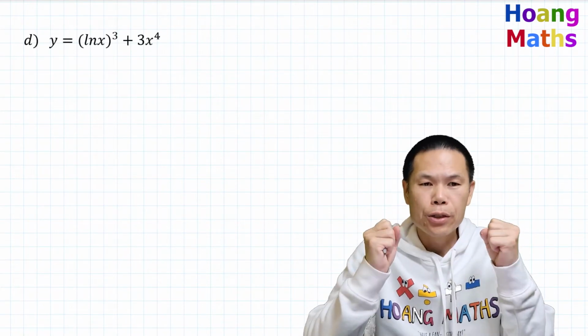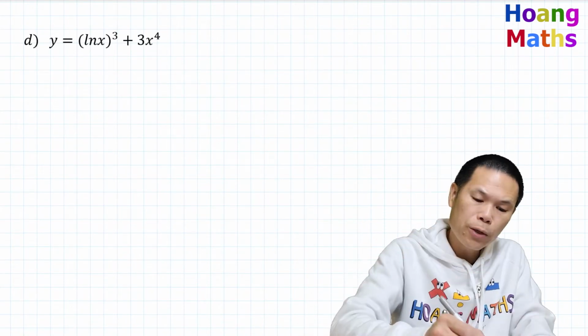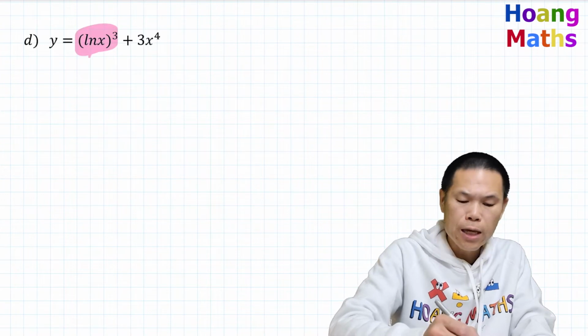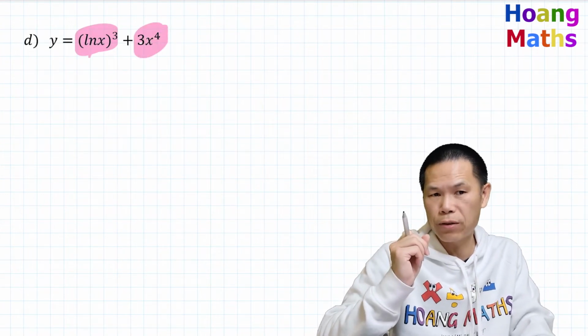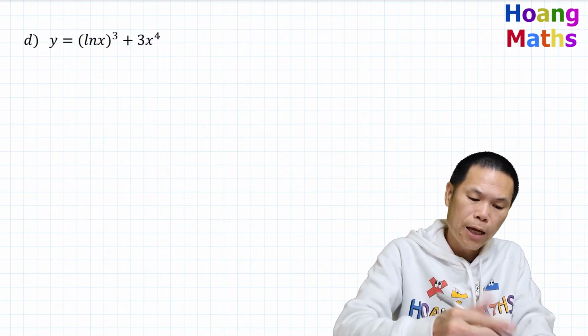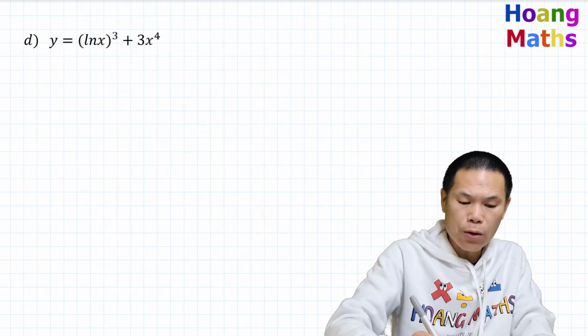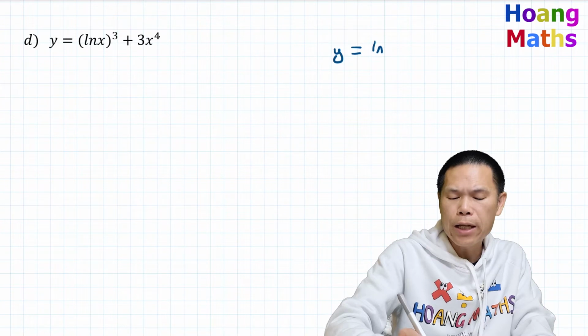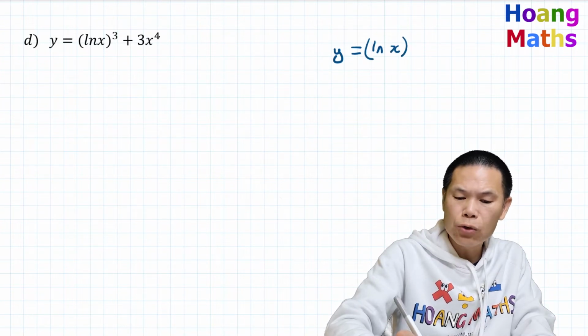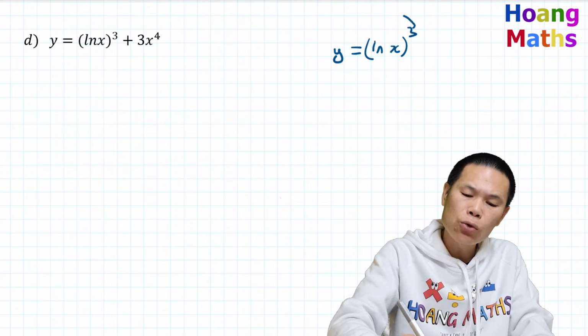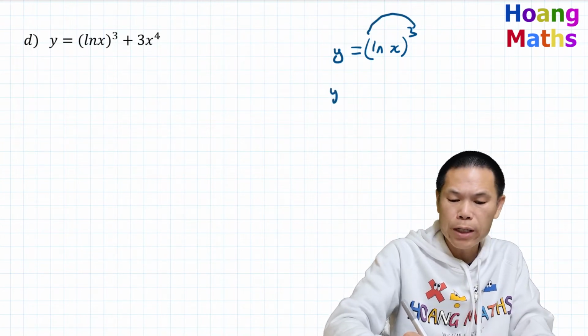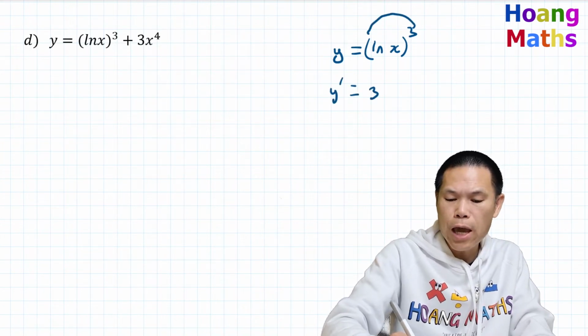Part D. So we need to differentiate this function here, and then we differentiate these functions, okay? Because these are 2 separate functions. Just remember that. Now, to differentiate y is ln of x to the power of 3, we use the power angle trick. So the power, that is 3, you bring it down. So y dash equals 3 ln of x, and then we less 1.